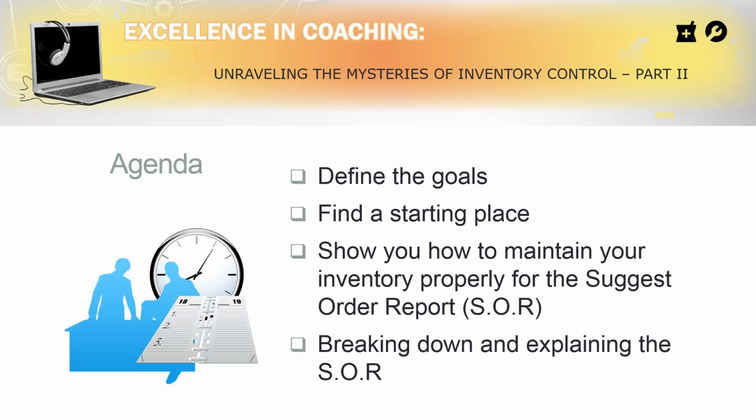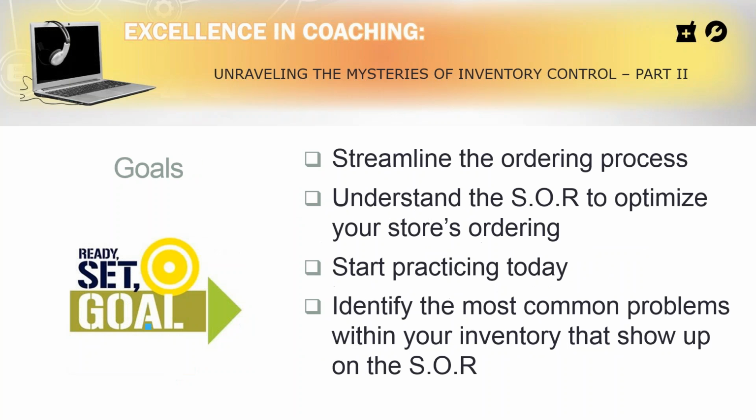Okay, the agenda for today. What we want to do, we want to go ahead and define what our inventory and ordering goals are. It's important to find a good starting place for the suggested order. It can get a little overwhelming if we don't have that. Okay. I'm also going to show you how to maintain your inventory properly for the suggested order report. I'm also going to refer to the suggested order report as SOR, so it's the same thing when I talk about it, okay? And then we're going to break it down, and I'm going to explain it kind of column by column, and I'll bring up an example of the SOR inside the system, so you'll know how to run it inside Paladin and then how to break it down and actually know what you're looking at.